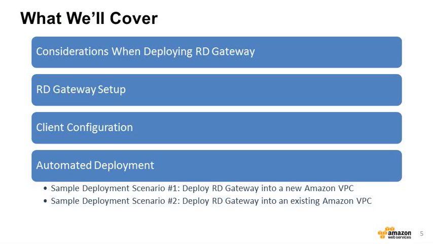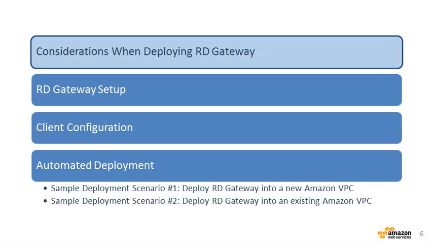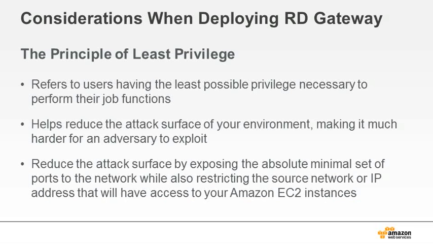So, considerations when deploying Remote Desktop Gateway. The thing to remember is this is intended to be, if you will, a bastion host, a jump server, an entry point into the administration of your entire Microsoft stack inside of AWS. So this is obviously a very important entry point to secure. So there's definitely some key principles on how you do that.